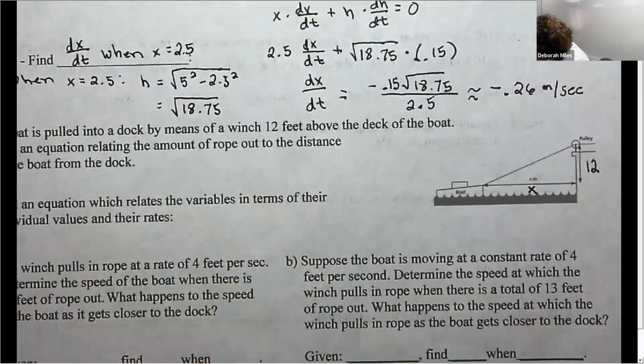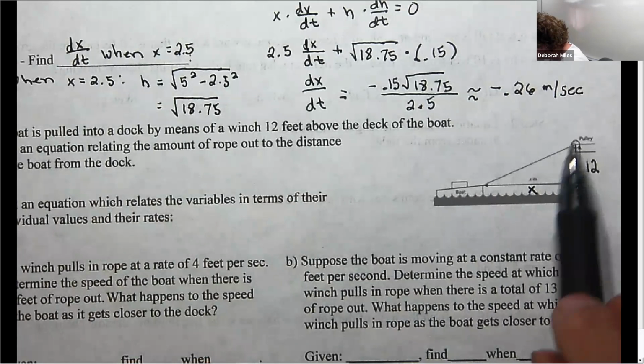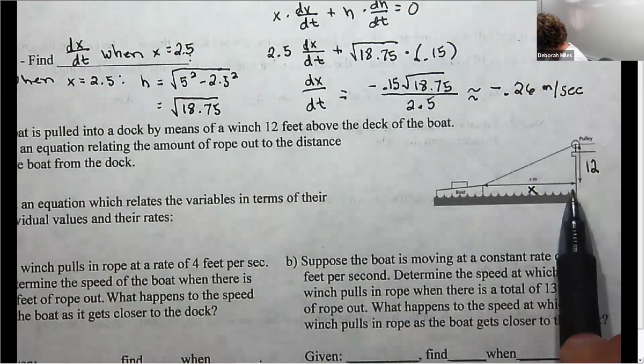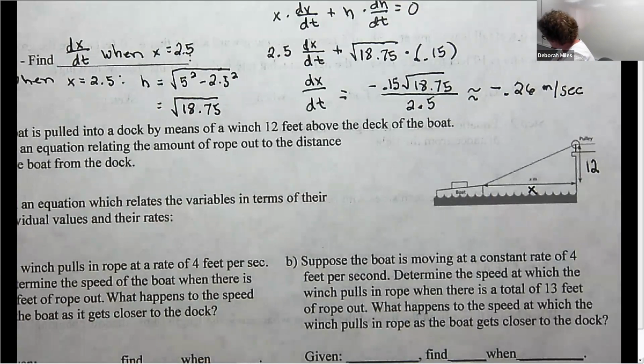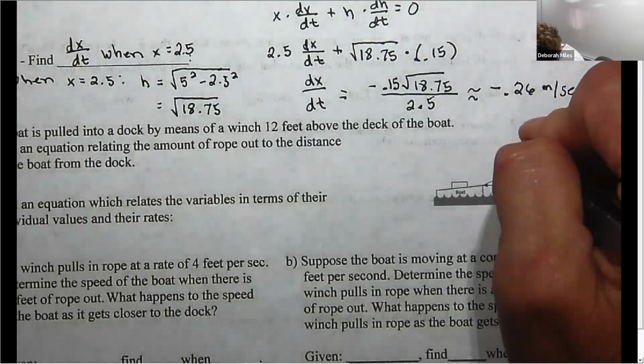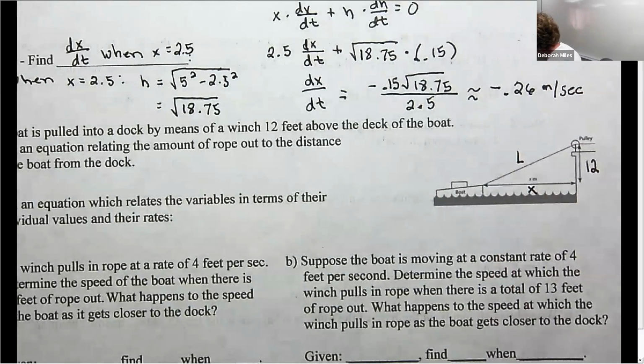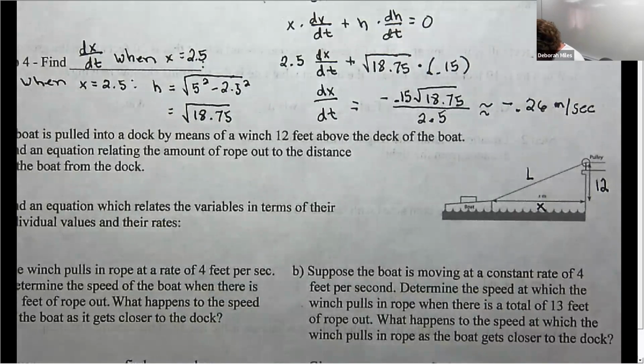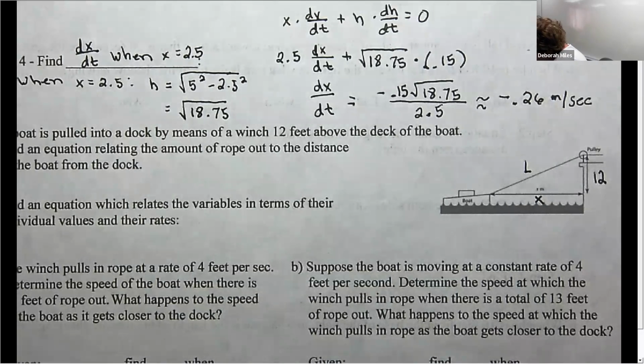You know what? I'm a little hesitant to call it Y because Y usually indicates a vertical distance, and we know that vertical distance is 12. Technically, it doesn't matter, but I'm going to reserve Y's for vertical distance. I'm going to use L for the length of rope, or A for the amount of rope, whatever you want, just as long as you understand what it represents. So write an equation relating the amount of rope out to the distance of the boat from the dock.